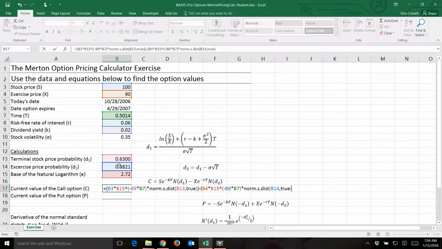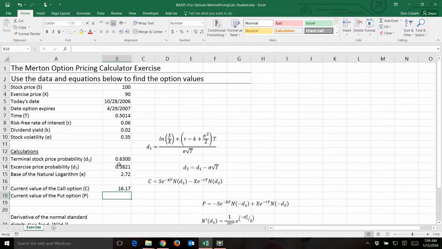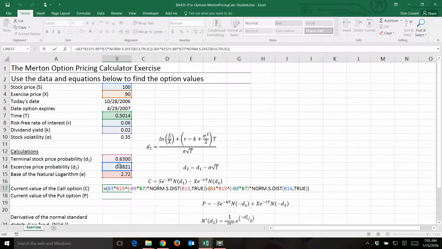And now we have the values to the right of the minus sign. There is our equation. We'll press enter. We get 16.17. That is the current value of the call option.